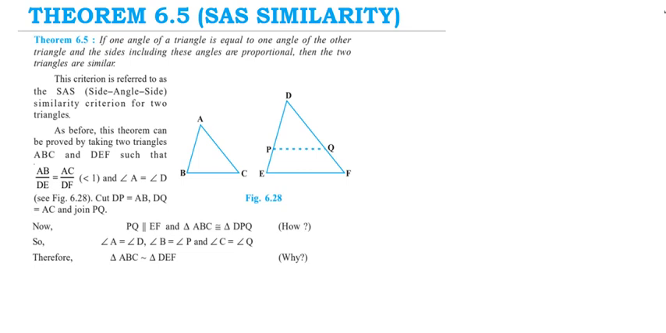CBSE Class 10 NCERT textbook, the 6th chapter, Triangles, and in that chapter we are discussing the theorems one by one. So far I have discussed the 4 theorems in the previous videos. So please go through those videos to understand the other theorems. Today we are going to discuss theorem 6.5, that is the SAS similarity.